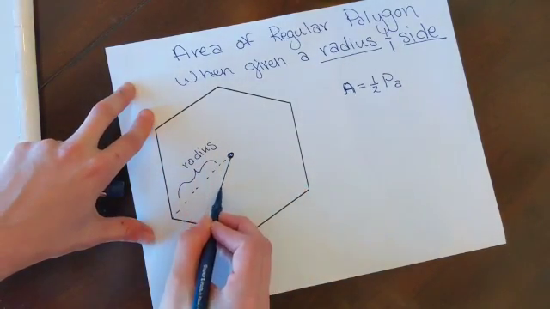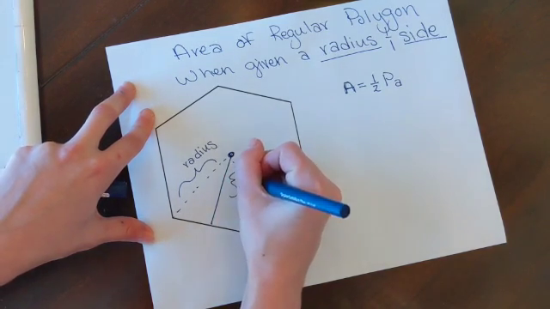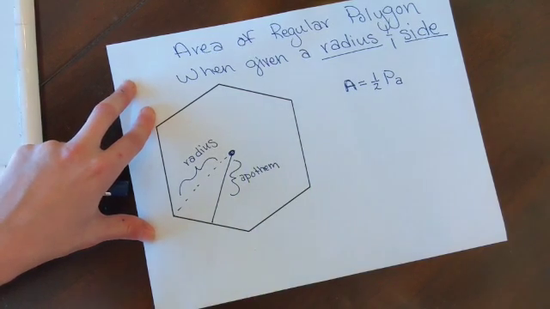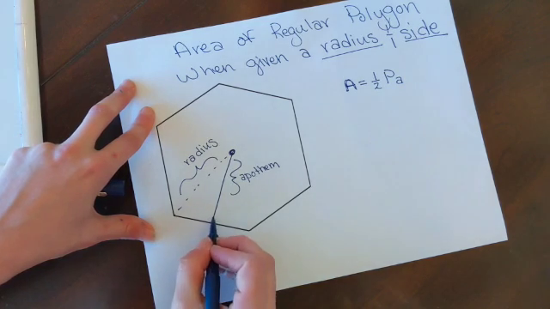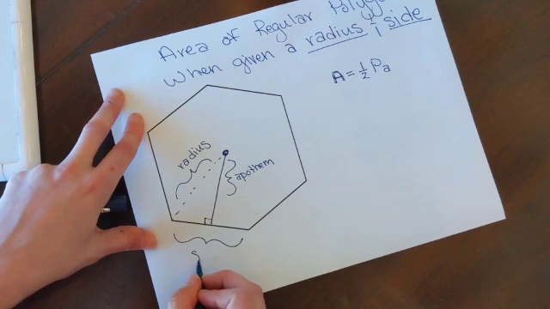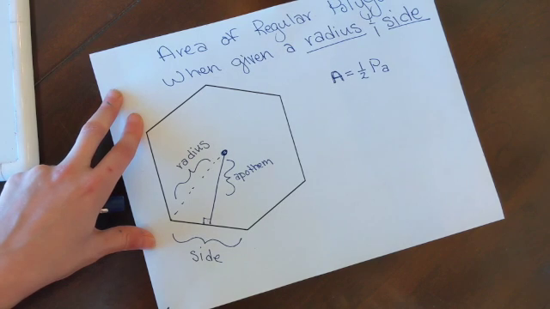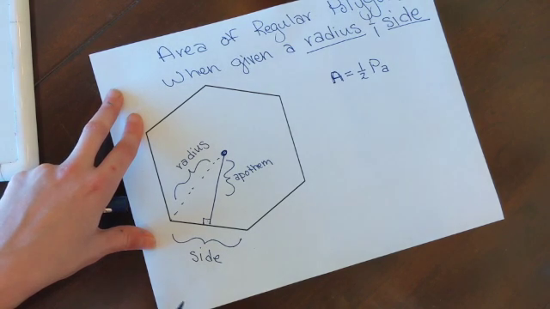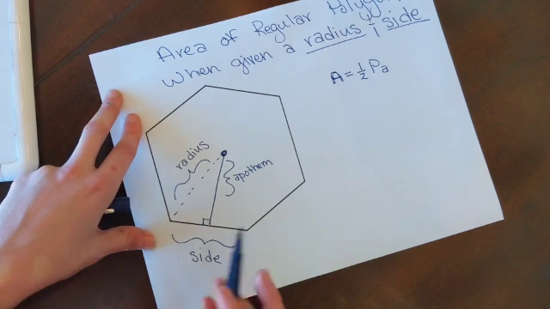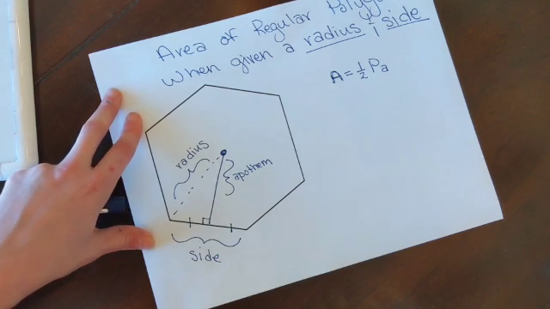So let's take from our center point to the side, and that's going to be our apothem. Remember, our apothem is always going to be perpendicular to the side. And I'm just going to label our side so we have everything labeled. If you notice the relationship with our side and our apothem, like we mentioned before, it is perpendicular, but it also splits our side in half. So those two parts are going to be congruent to each other.